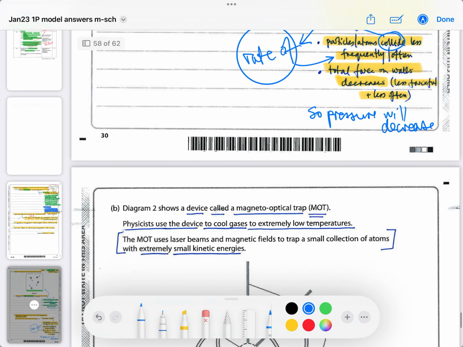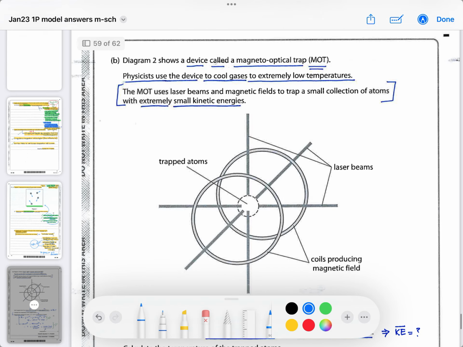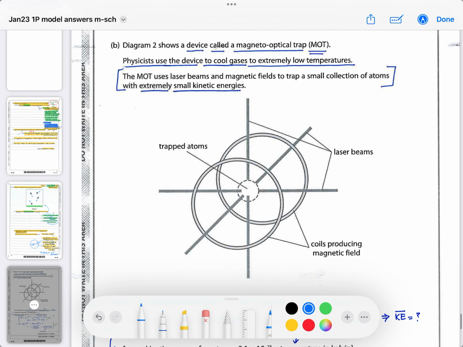Okay, so the next part, part B. The diagram shows a device called a magneto-optical trap. Don't worry about it, they're just making up some terms. It's optical because it's got laser beams in it, and magnetic because there's a magnetic field produced by these coils. They're not going to ask you anything about the magnetic field. But it's a trap because in the middle, they've trapped some atoms magnetically.